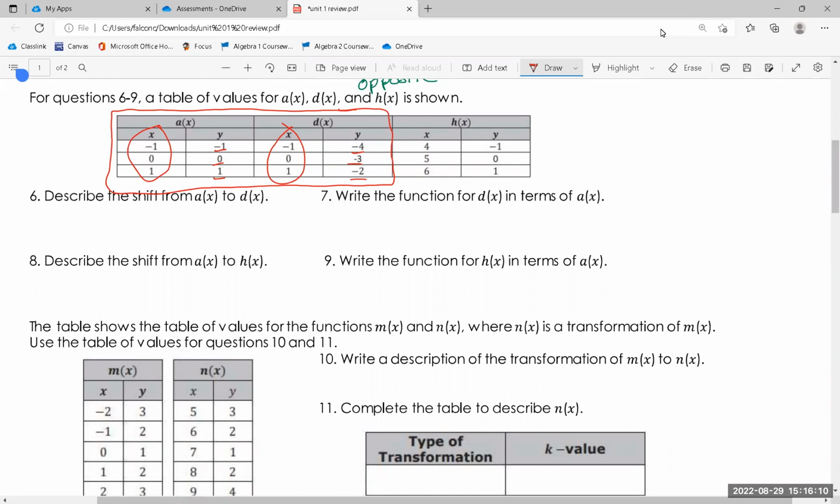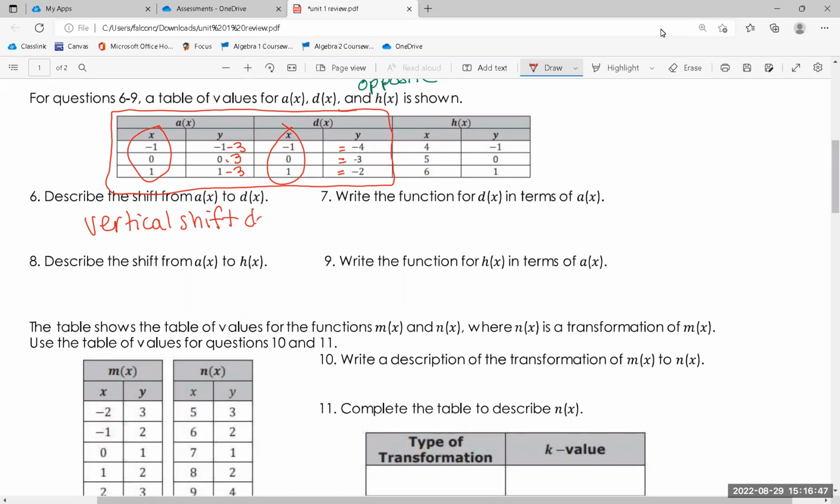Those are different. Then I have to figure out how they are different. If I do 0 minus 3, that gets me -3. Then I want to check it, make sure whatever you think your transformation is applies to all of the y values. So -1 minus 3 is -4, so that works. And 1 minus 3 is -2, so that also works. So if we're subtracting 3 from all the y values, this is a vertical shift down 3.